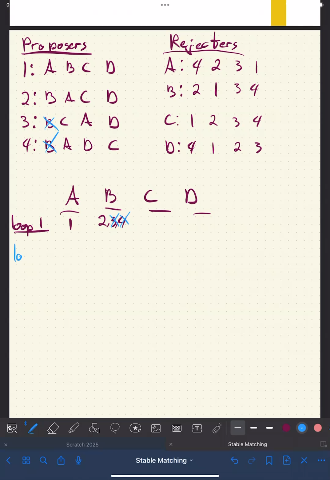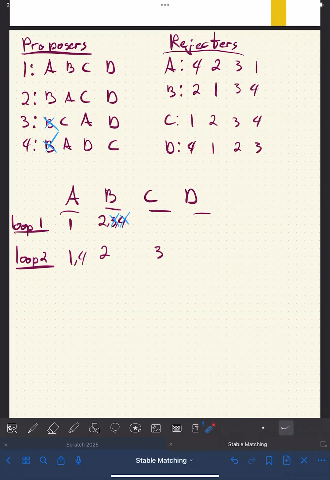So we can say loop 2. A still has 1 in hand. If you read the notes, it says on a string. A still has 1 on a string. B still has 2 on a string. And now we're going to see what 3 and 4 do, because they still need to propose to someone. So 3's top choice is C, and 4's top choice is A. So again, we just follow that. 3 goes to C, 4 goes to A. Okay, so now A has 2 choices again.